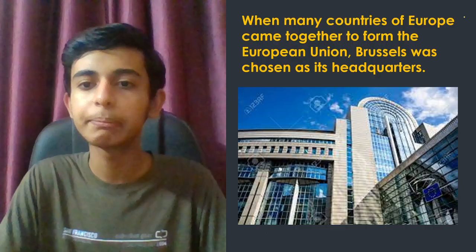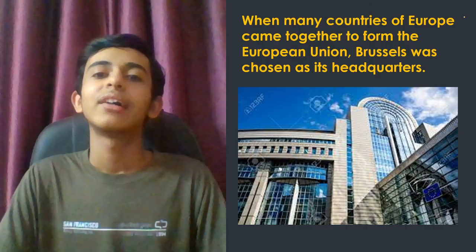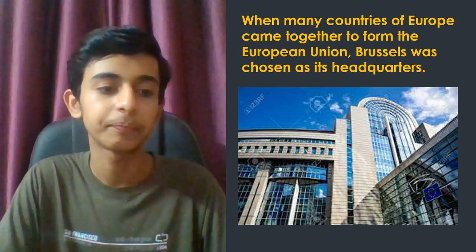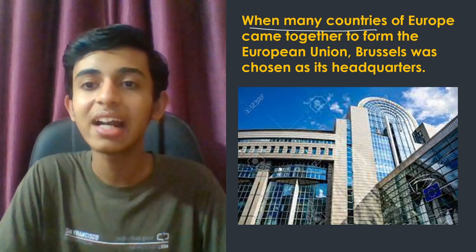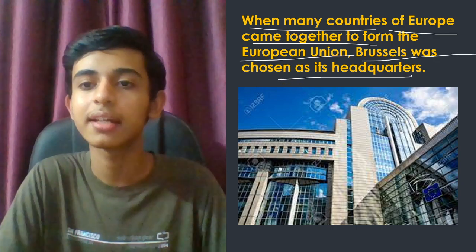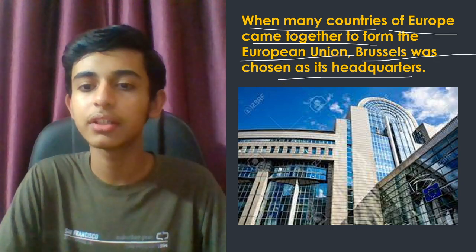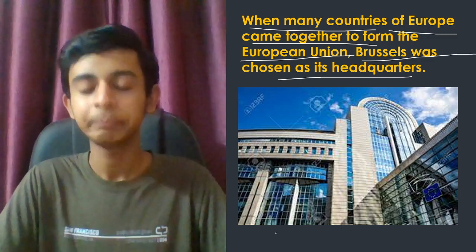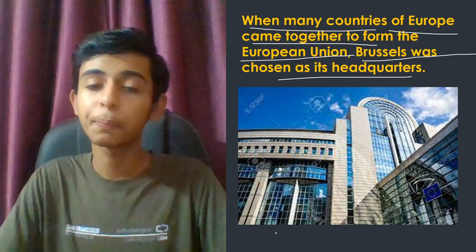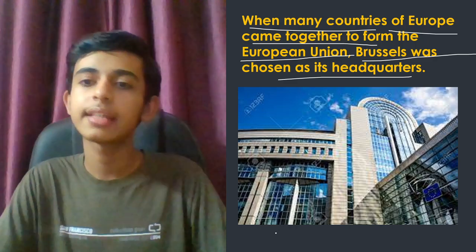So now we have completed this. Last one. Let me change my pen. When many countries of Europe came together to form the European Union, Brussels was chosen as its headquarters. So this is the European Union. It is a union formed by the European countries, and Brussels is its headquarters.